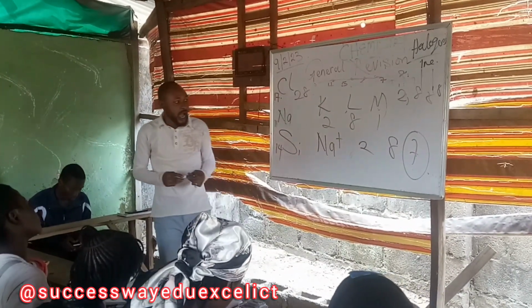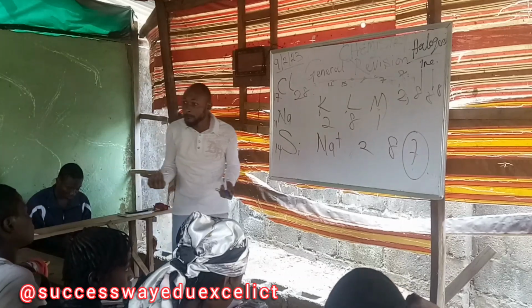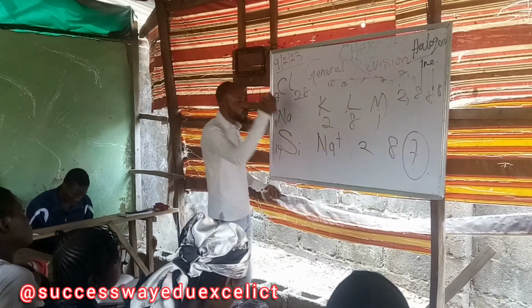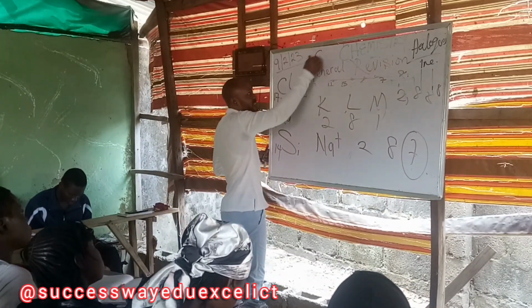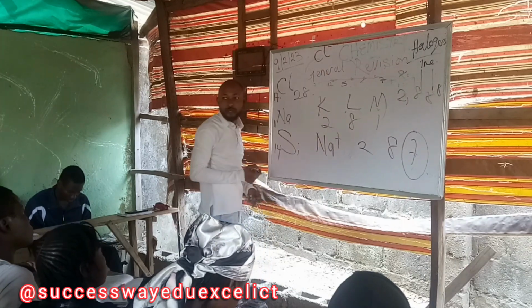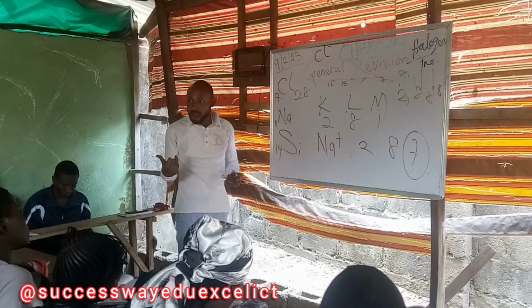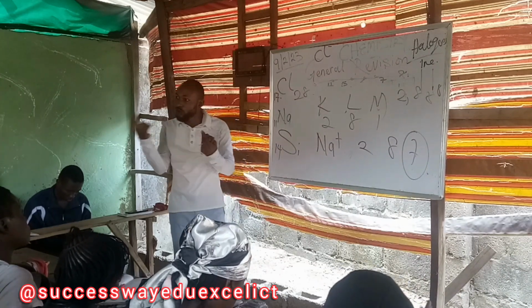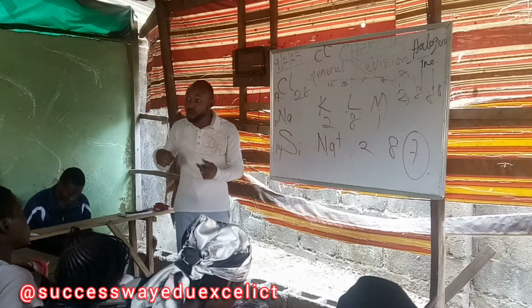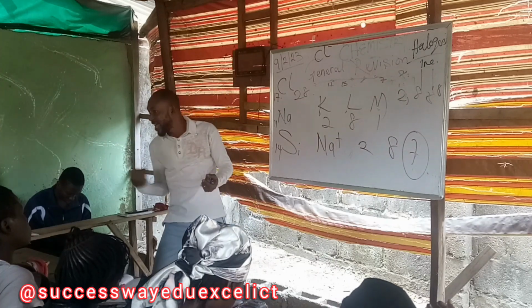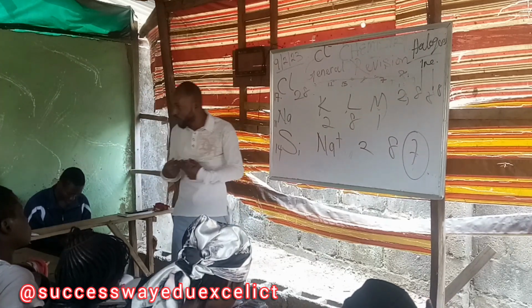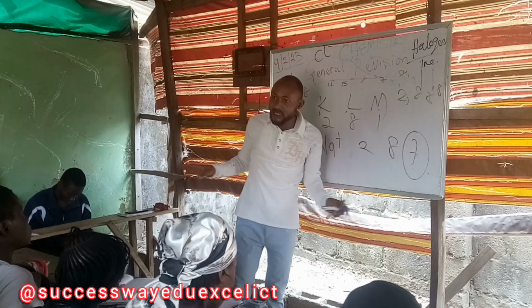So at the end, how many electrons is chlorine receiving? 1. Most times you see chlorine like this: Cl, that is -1. So when you are receiving, you become negatively charged. Because chlorine is receiving, chlorine is a non-metal. I started by telling you, non-metals are always electron acceptors, and they receive the electron. The ones that give are metals.